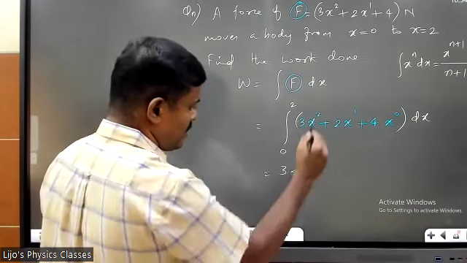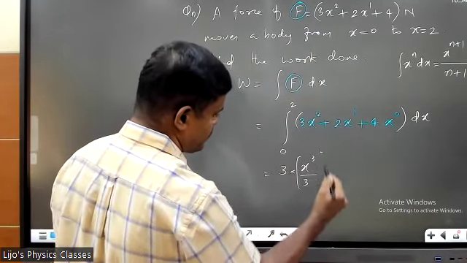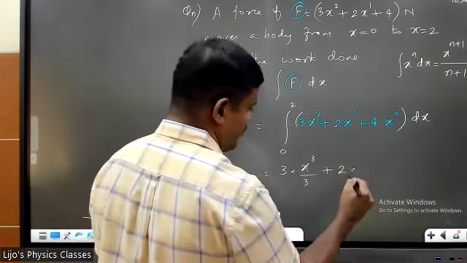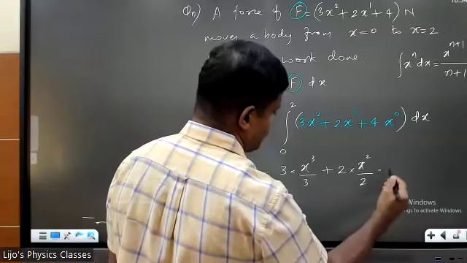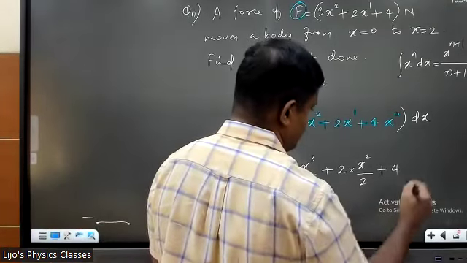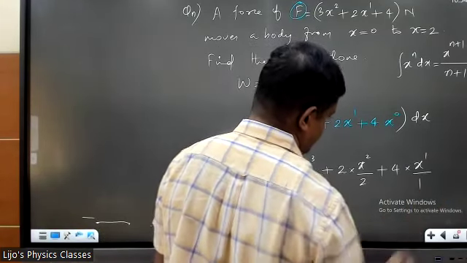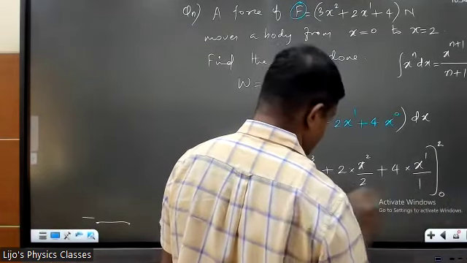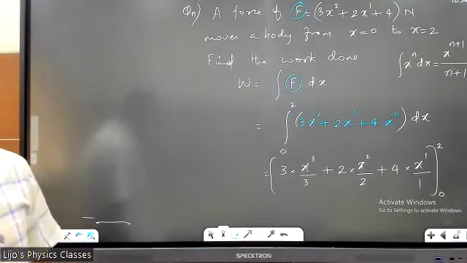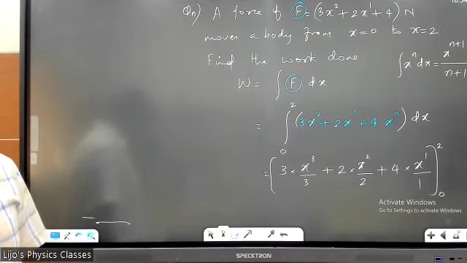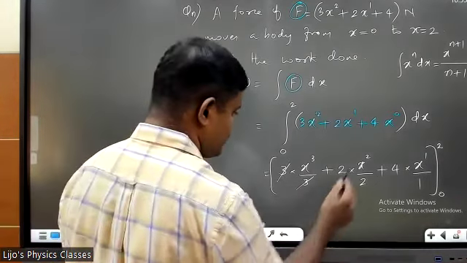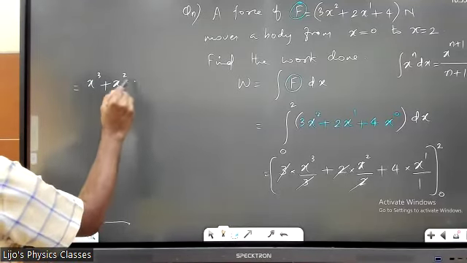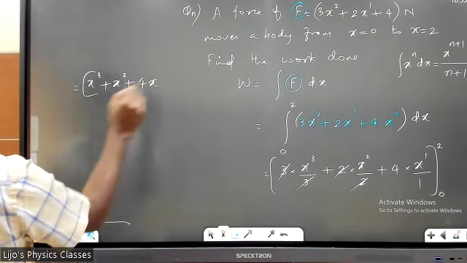3 is a constant. What is the integration of x square? x cube by 3. Plus 2 into, I'll keep that 2 out of the integration. Integral of x raised to 1 is x square by 2. Plus 4 into x raised to 0, whose integration is x raised to 1 by 1. So 3 and 3 are getting cut, 2 and 2 are cut. So finally, I'm writing it one last time: x cube plus x square plus 4x, starting at 0, ending at 2.